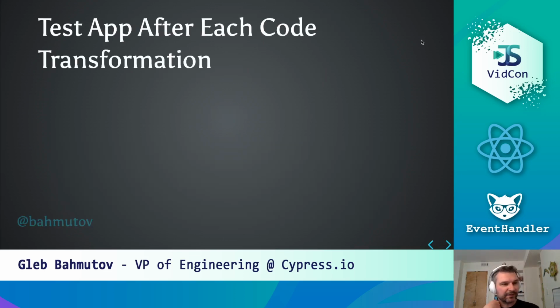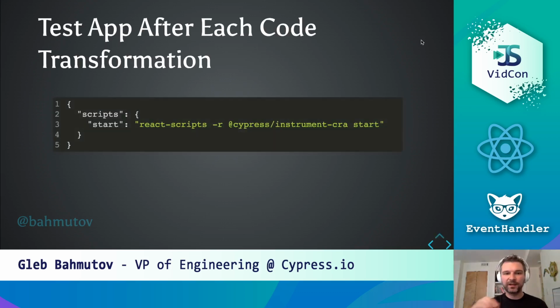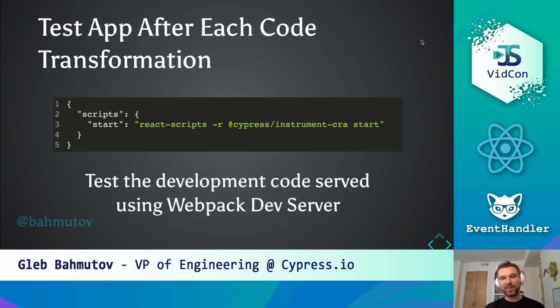When you can run tests on CI, I have another suggestion for you. You should run tests after each major code transformation. So let me explain what I mean. When we were running our application locally, we were using React scripts start, right? Which is a local Webpack dev server serving a development version of source code for easily debugging it, for faster startups and so on, right?